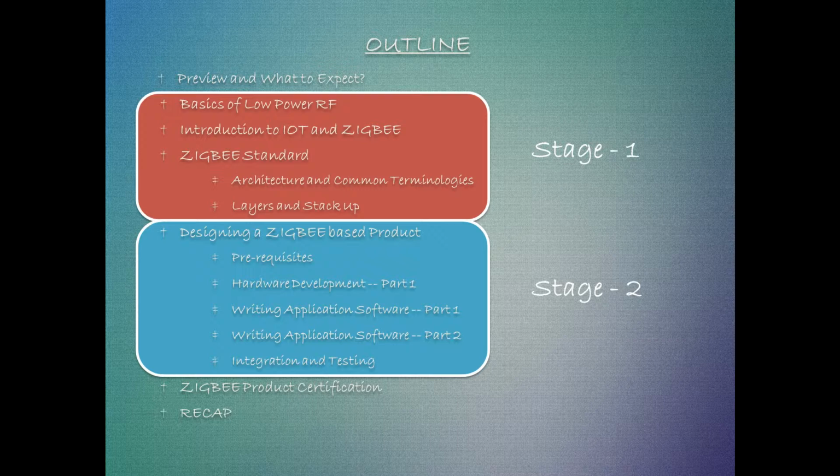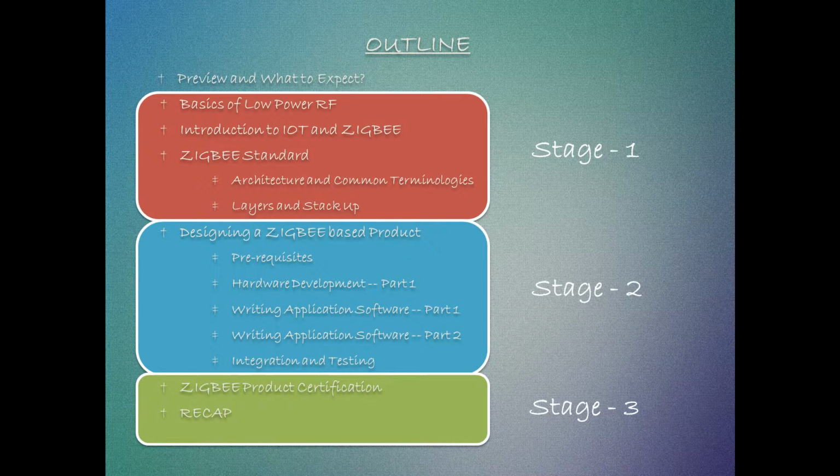After done with the application development, we will discuss the most critical part, that is the integration and testing aspect of it. Also, the validation and the productionizing of the design. Finally, in stage 3, we should be talking about how to get the developed product certified or design certified.